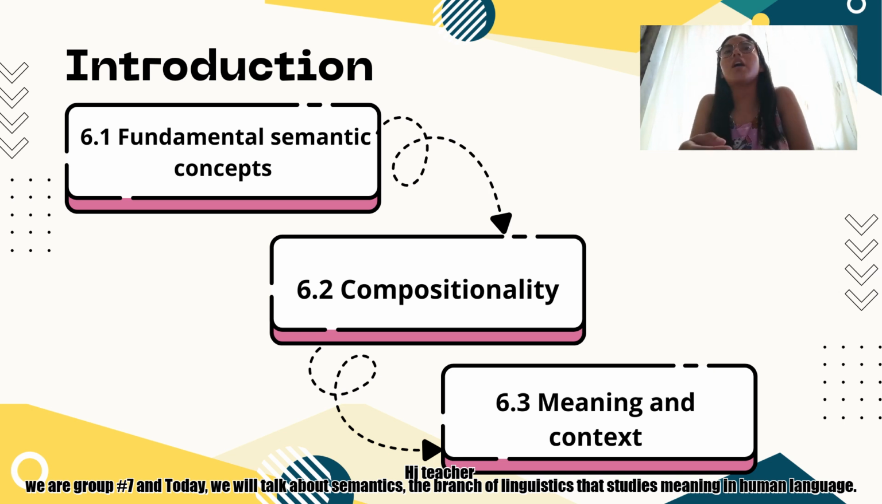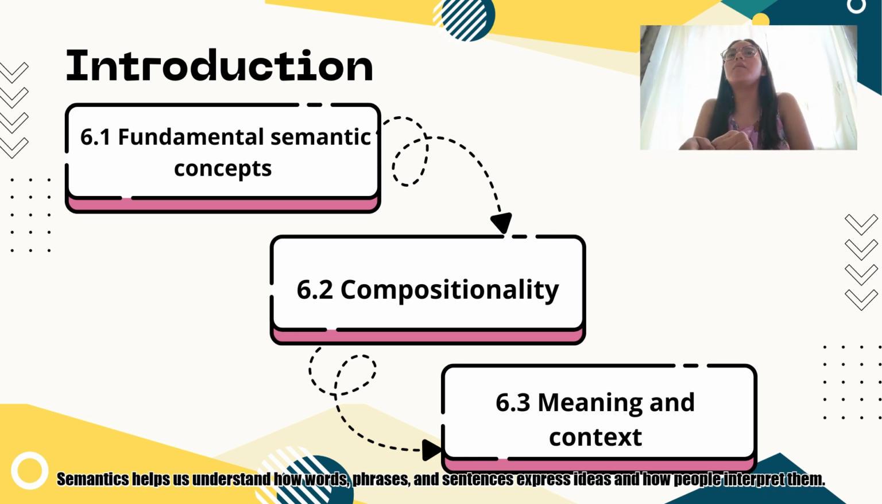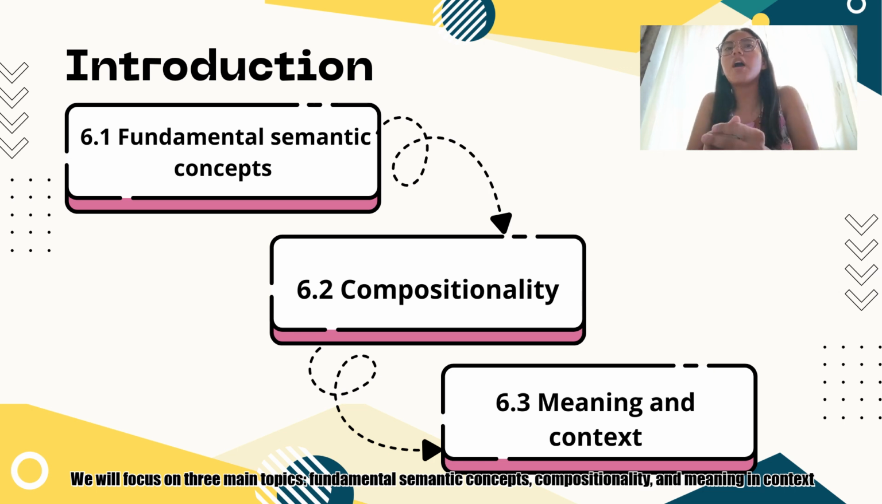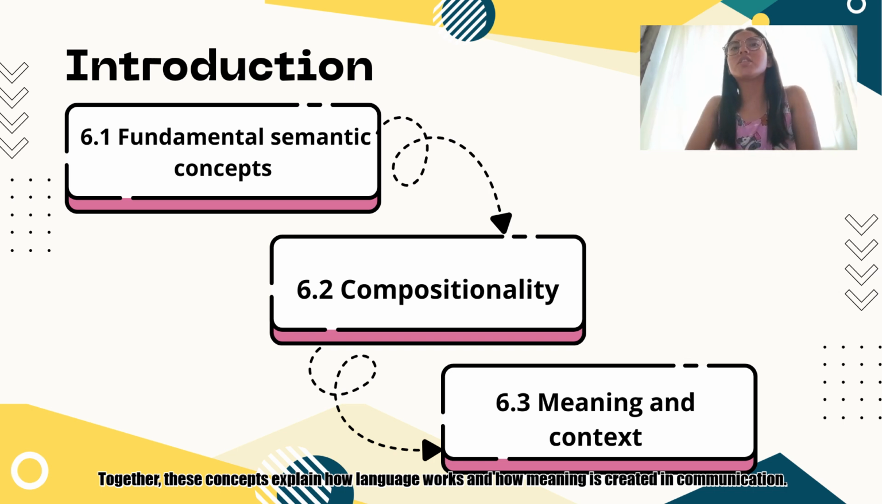Meaning in human language. Semantics helps us understand how words, phrases, and sentences express ideas and how people interpret them. We will focus on three main topics: fundamental semantic concepts, compositionality, and meaning in context. Together, these concepts explain how language works and how meaning is created in communication.